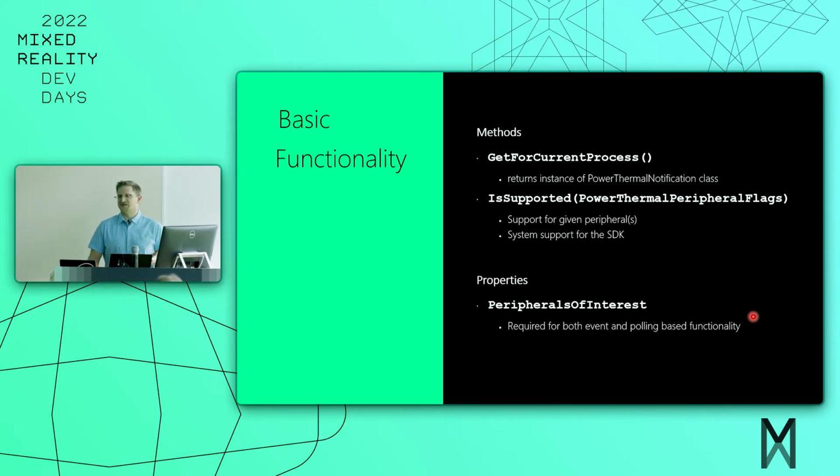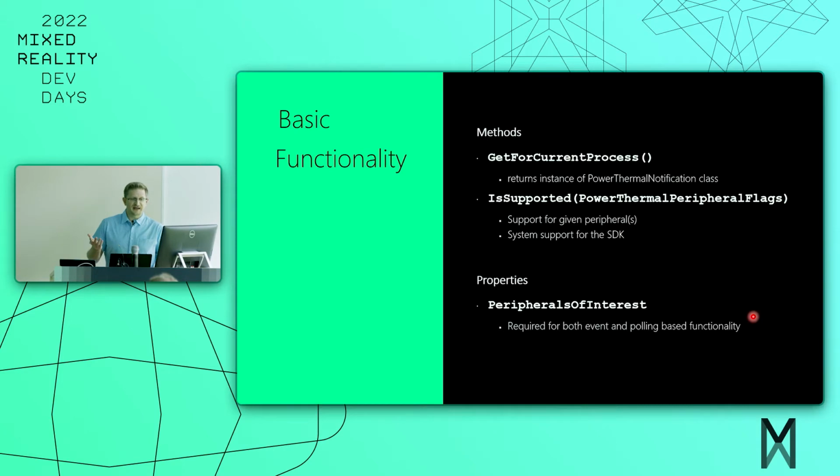and then you may or may not want to check if there's actual support on device for either the SDK as a whole or the peripherals that you're monitoring. I think all the peripherals we've defined now are in HoloLens 2 as it is today, but in the future there's a possibility where there is a peripheral that is or isn't supported on a different device, and this is a mechanism to understand that.